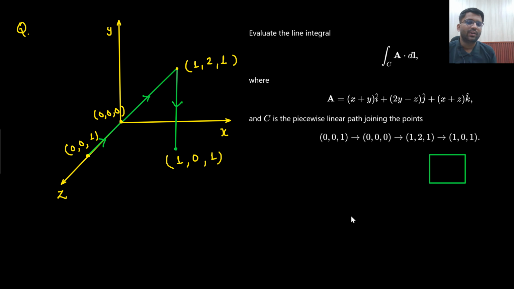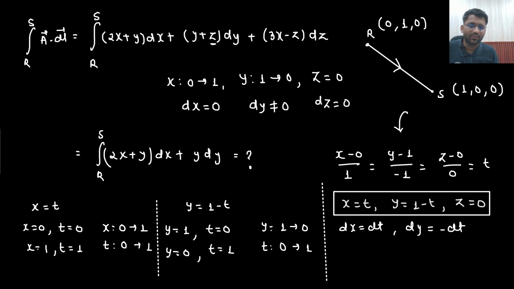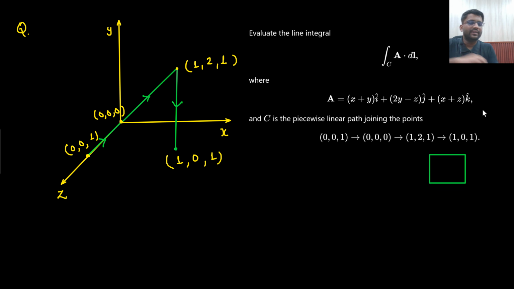You will try to do it on your own. A similar kind of problem is there. It's just that now from 0, 0, 1 to 0, 0, 0. I guess we have taken the same field, x plus y, 2y minus z. Is it the same? No, it is not the same field. So it is a different field. Okay. So 0, 0, 1 to 0, 0, 0. Then from 0, 0, 0 to 1, 2, 1.